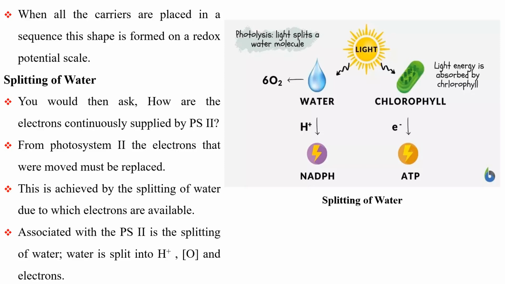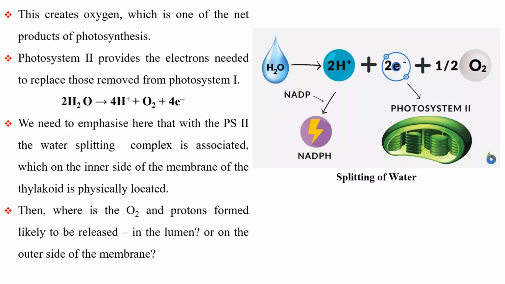Splitting of water. You would then ask, how are the electrons continuously supplied by PS2? From photosystem 2, the electrons that were moved must be replaced. This is achieved by the splitting of water, due to which electrons are available. Associated with PS2 is the splitting of water. Water is split into H+ ions, O and electrons. This creates oxygen, which is one of the net products of photosynthesis. Photosystem 2 provides the electrons needed to replace those removed from photosystem 1.